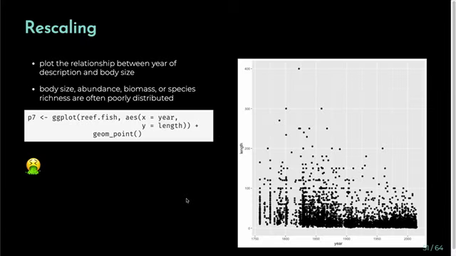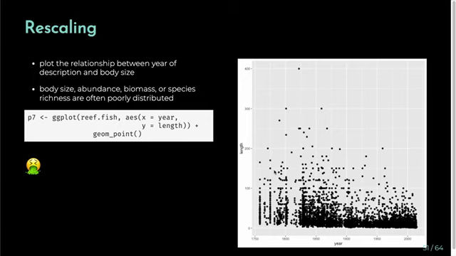Okay, so when we plot the relationship between the year of description on the x-axis and the body size on the y-axis, because we assume that maybe smaller fish are being described later, then we get this hot mess right here. So this is the plot, x equals year, y equals length, and then a geom point. That's quite the atrocity. You can see there's basically nothing you can see. It's very, very dense down here. You can't quite see anything.